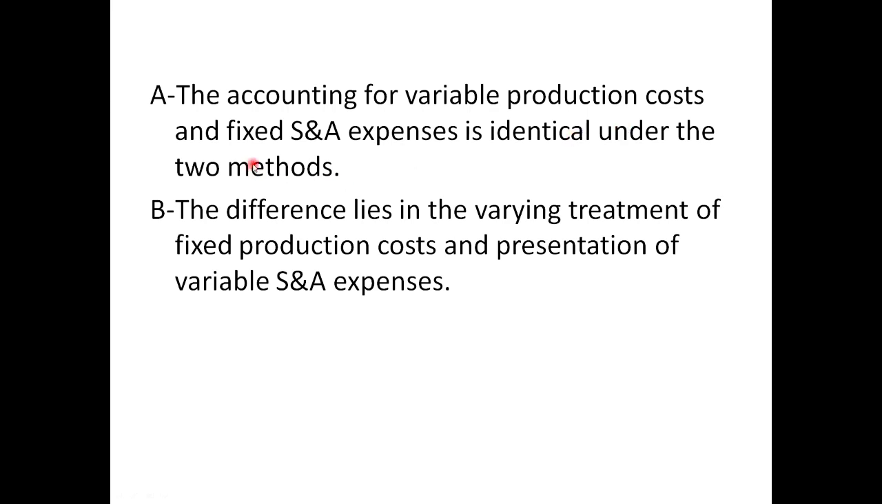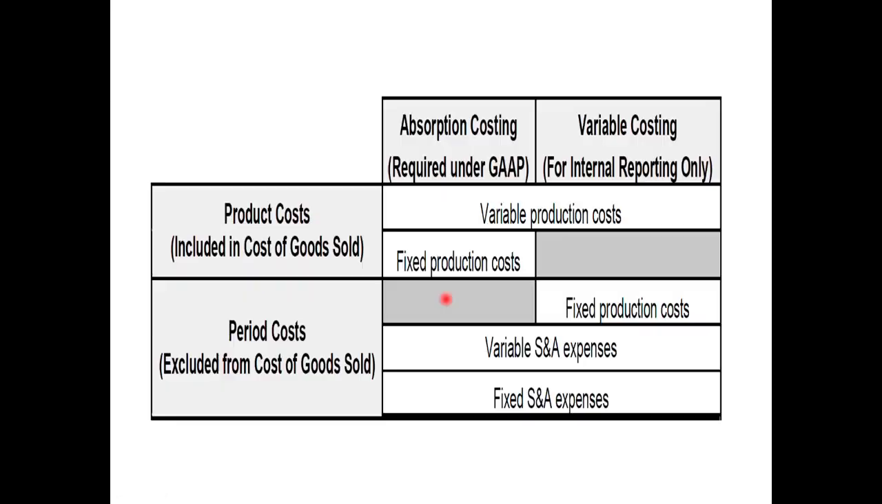The accounting for variable production costs and fixed selling and administrative expenses is identical under the two methods. The difference lies in the varying treatment of fixed production costs, or fixed manufacturing overhead, and presentation of variable selling and administrative expenses, as we will see in the comparative income statement. Again, absorption costing is required under accounting standards.